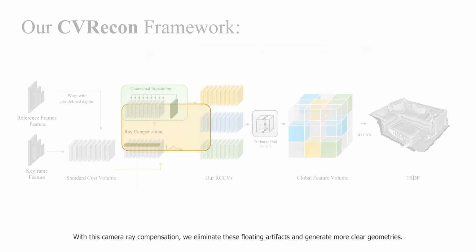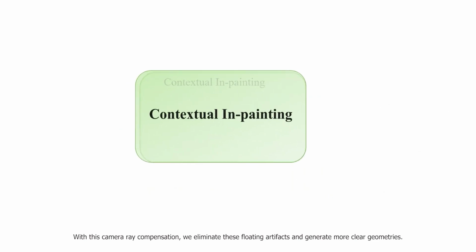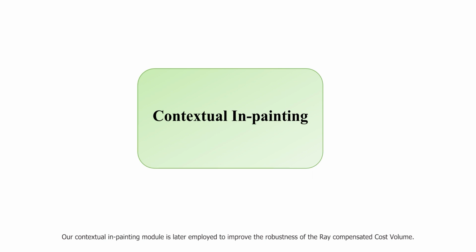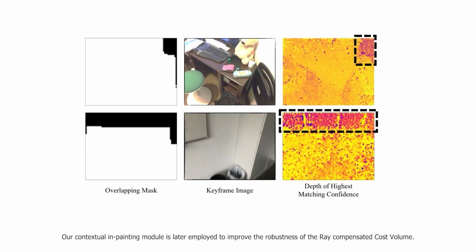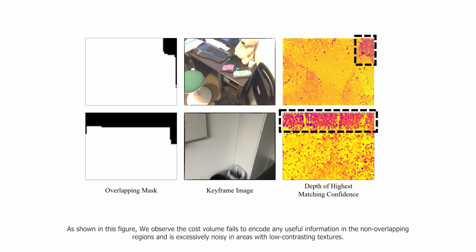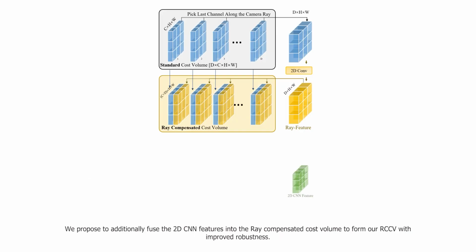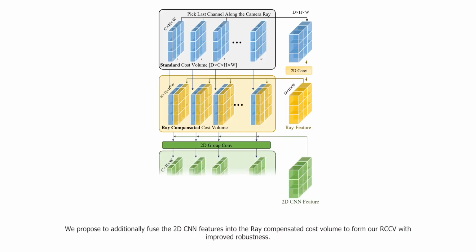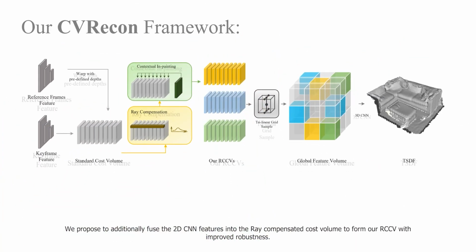Our contextual in-painting module is later employed to improve the robustness of the ray compensated cost volume. As shown in this figure, we observe the cost volume fails to encode any useful information in the non-overlapping regions and is excessively noisy in areas with low contrasting textures. We propose to additionally fuse the 2D CNN features into the ray compensated cost volume to form our RCCV with improved robustness. To summarize, our contributions are as follows.